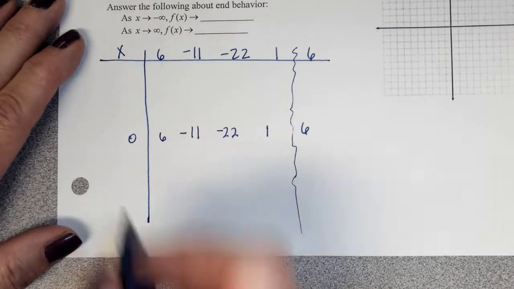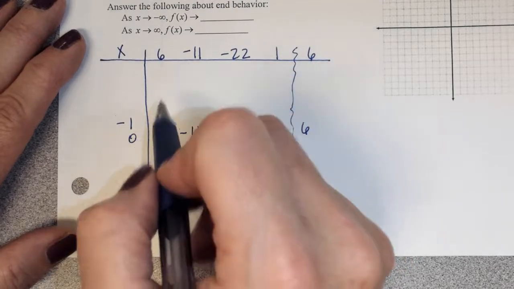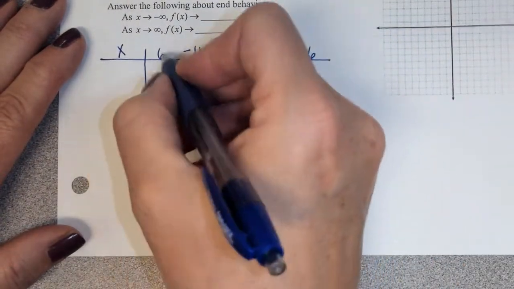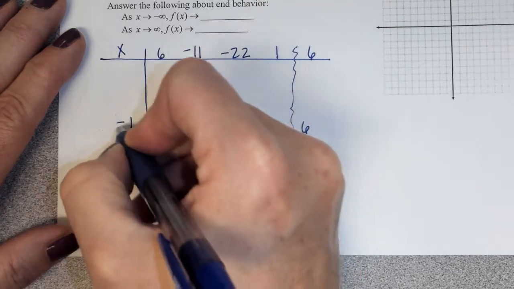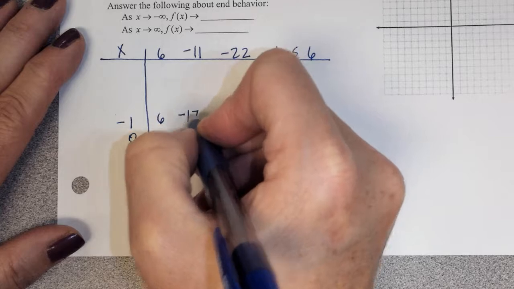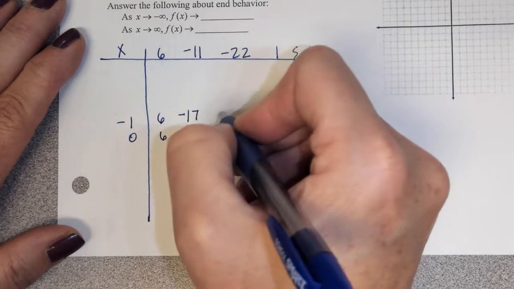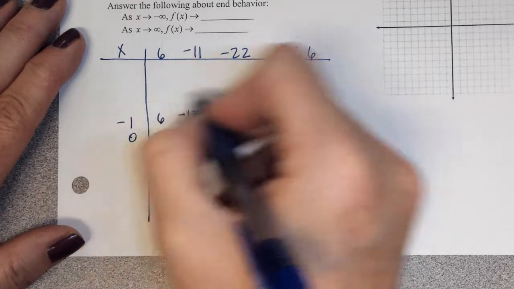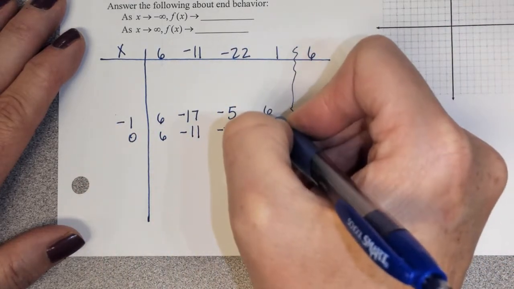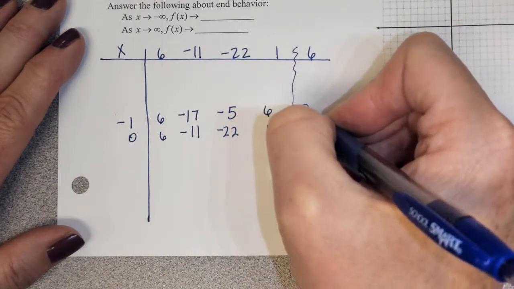Okay, so now we're going to go up here. I'm going to do negative 1. I'm going to check that. Feel free to go faster if you've got the hang of this from the warm-ups. If not, watch. I bring this down. I multiply, and I add. I multiply 17, and I have to add. I multiply, and I get 5, and I have to add. I get 6. I multiply, I get negative 6, and I add, and I get 0.